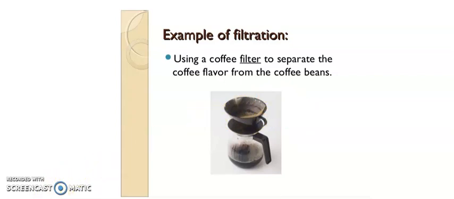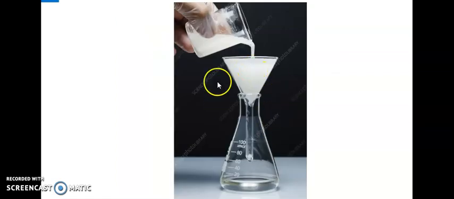by using a filter. Another example of a filter: you can see this is muddy water, and only the clear water goes down here into the flask. So this is another example of filtration.